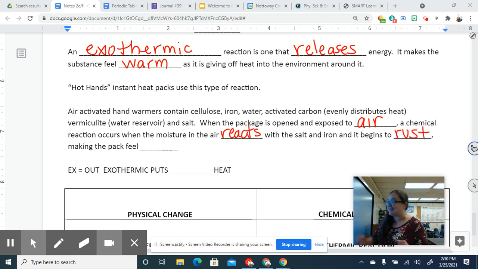So rusting is an exothermic reaction. If you were to go out to a place that was full of rusty vehicles and scan the temperature of one spot on the car and then scan the temperature of a spot where it was rusting, it would be warmer because rust is an exothermic reaction. So exo, like exit, go out, therm meaning heat, so puts out heat.